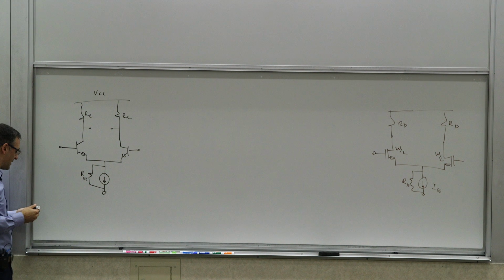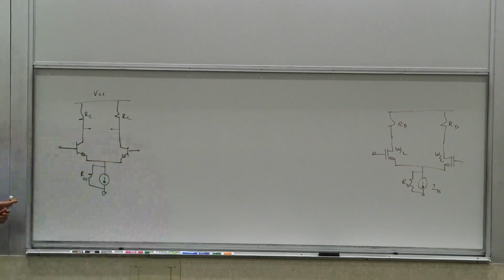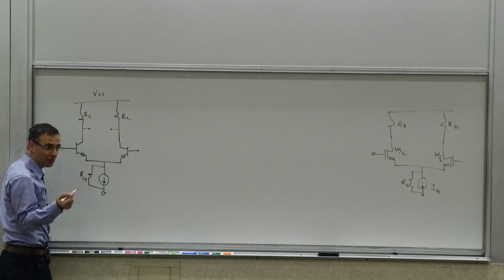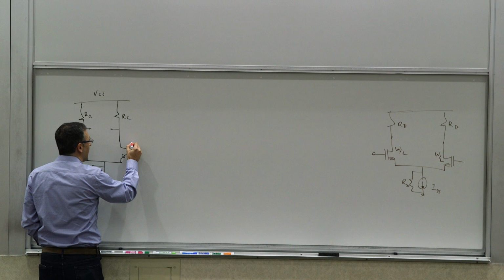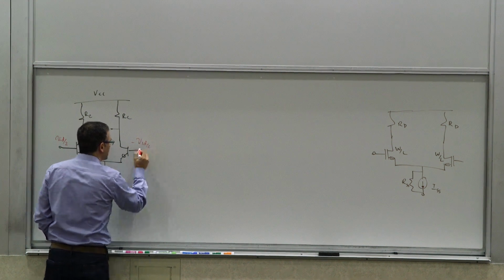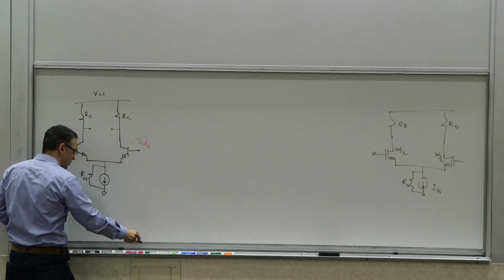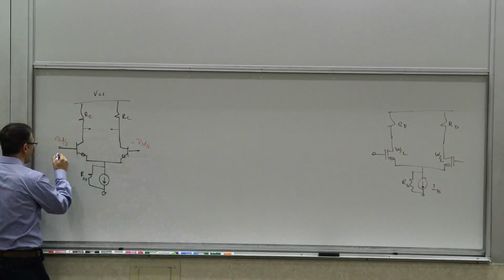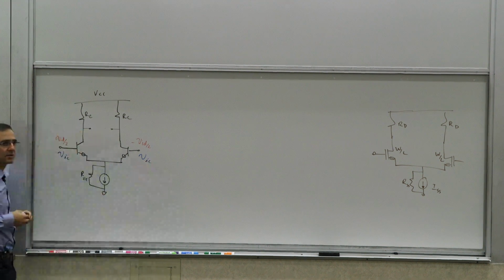And one of the things we did was say that if you have an arbitrary input, you can break it into two parts. There's a differential part: any two arbitrary inputs could be broken down into VID over 2 and negative VID over 2. And then there was a common mode part, which you can show as VIC and VIC, the same on both sides.